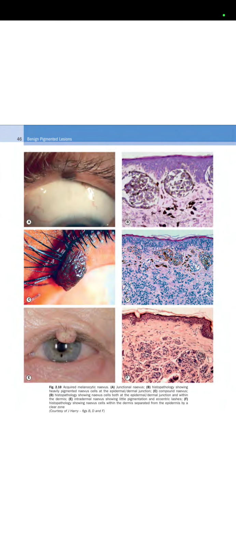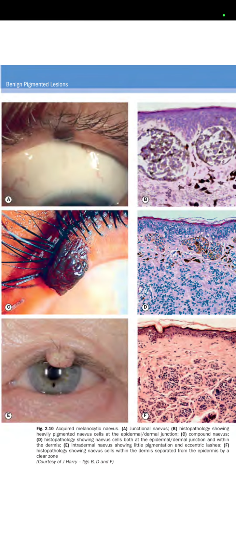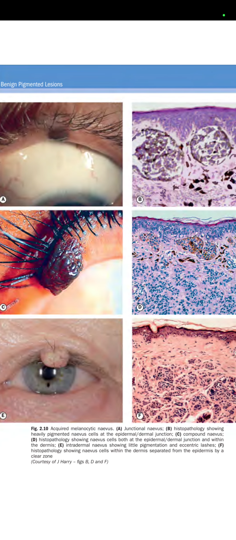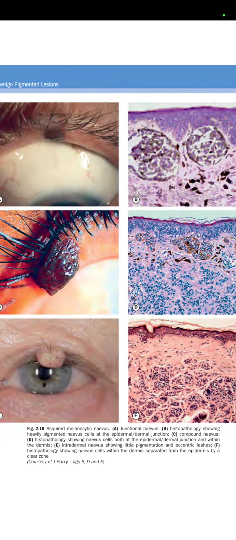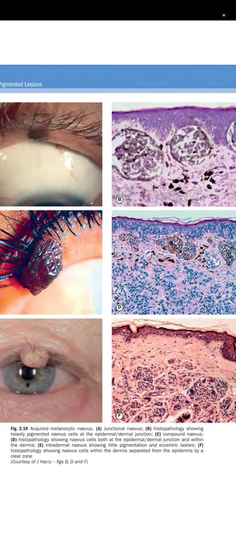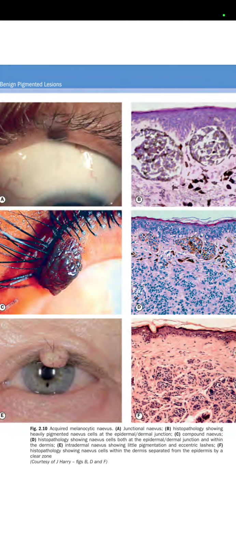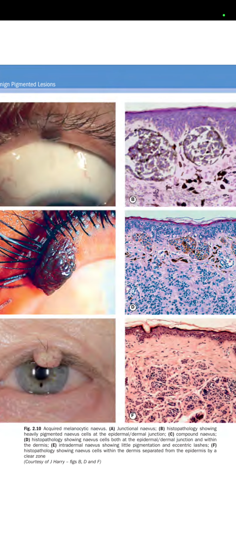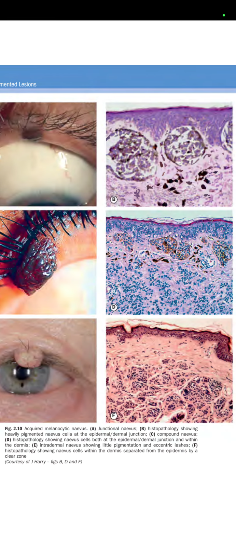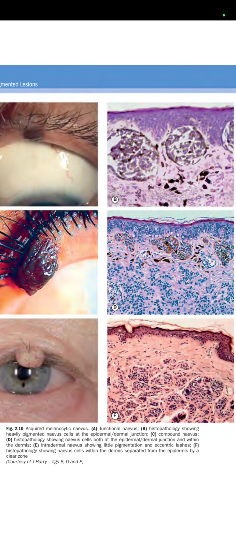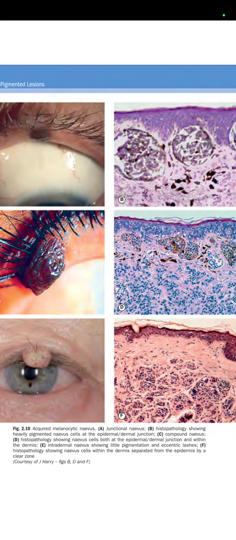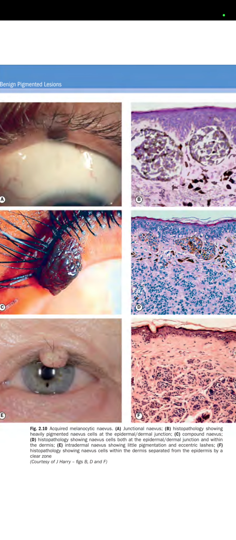So this is the histopathology showing it. Acquired melanocytic nevi: A is showing a junctional nevus. It is like a macule, and B is showing histopathology with heavily pigmented nevus cells at the epidermal and dermal junction. C is showing a compound nevus. D is showing histopathology containing nevus cells both at the epidermal and dermal junction and within the dermis. E is showing an intradermal nevus with little pigmentation and eccentric lashes. Histopathology shows nevus cells within the dermis separated from the epidermis by a clear zone.